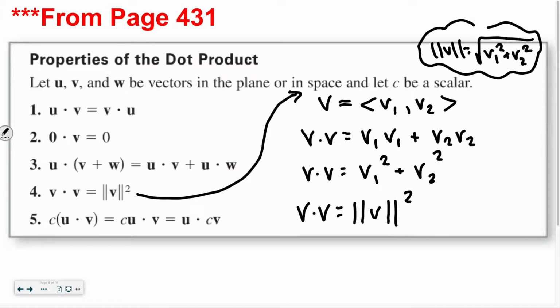Now in the homework, I think they'll ask you to use the properties of dot products to find the magnitude. So you could do the dot product and then square root it. You have your magnitude. That is the same thing as regular magnitude. So just something to think about.